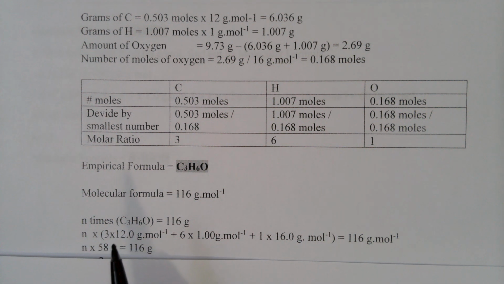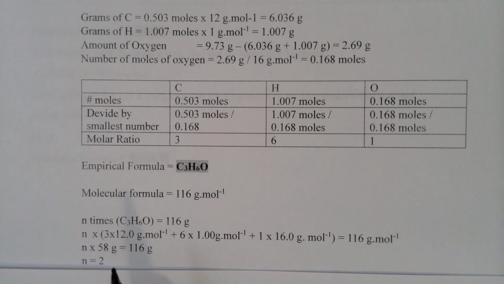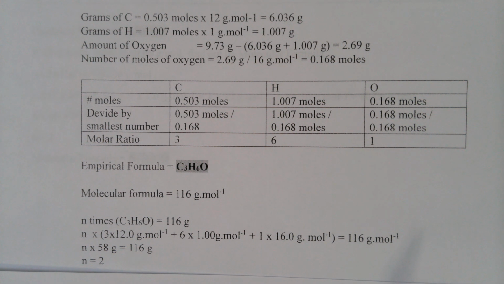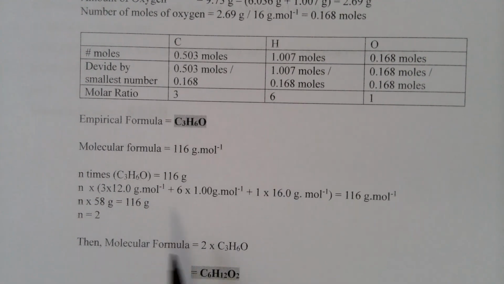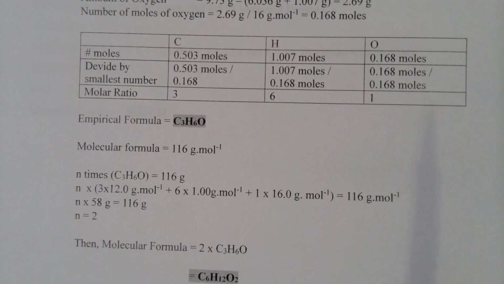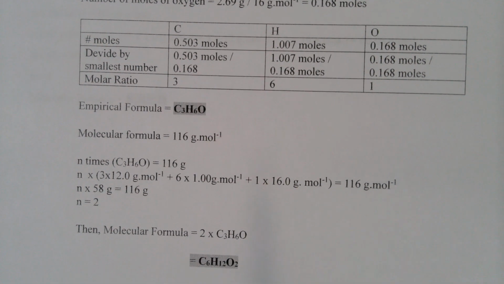Use the calculator to find the mass of C3H6O, 58. So n times 58 is 116. So n is equal to 2, right? This means the actual formula, the molecular formula, should be 2 times the empirical formula C3H6O, that is C6H12O2. C6H12O2 is our molecular formula. I hope you now understand how to find the empirical formula and the molecular formula.